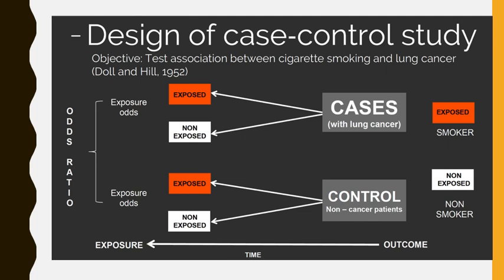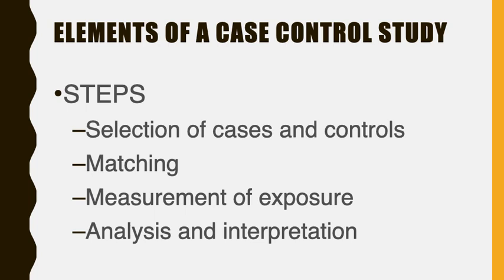So going backwards on this graph, we can see that there are cases and the control. The exposed group represents the smokers, that's in orange. The non-exposed group is the non-smokers, that's in white. So if we wanted to see how many people with lung cancer were smokers versus how many people without lung cancer were smokers, we could use a case control study to find out. And then from that, we can also determine the odds ratio. So what are the odds of developing lung cancer if you are a smoker versus developing lung cancer if you are a non-smoker.